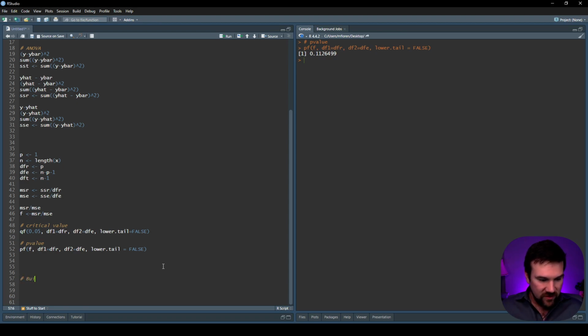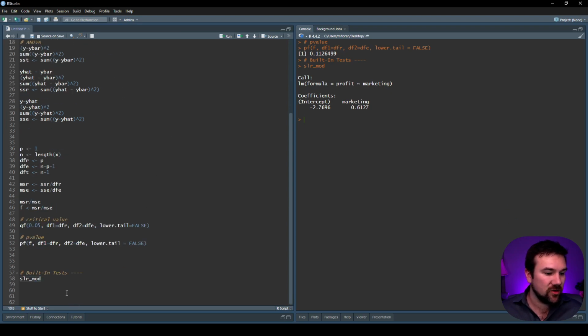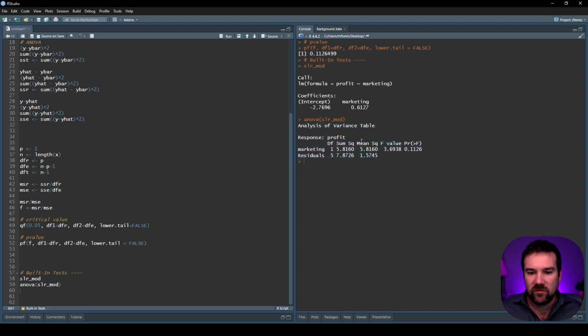Oh, we got to do the built-in. All right, built-in commands. This isn't going to take too much longer. Essentially, I take that simple linear regression model that I built in the precursor, LM, profit, squiggle marketing, and I saved it as the variable SLR mod. I just wrapped that in an ANOVA, ANOVA open parentheses, put in my SLR mod, and then I get my simple linear regression model. I've got my sum of squares regression, sum of squares error, my degrees of freedom regression and error, my mean squares regression and error. I've got all these pieces already built into that table, so it makes it really, really easy. My p-value matches the p-value that I found earlier too.